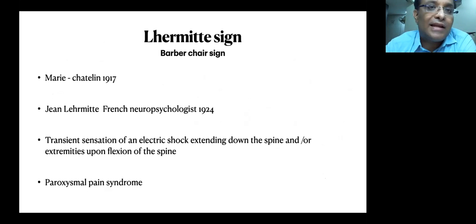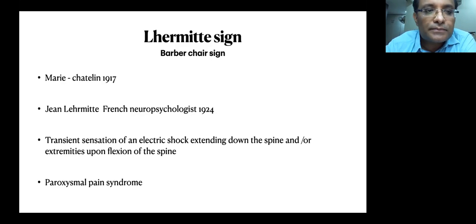So now coming to the next sign, which is the Hermit sign, also called the Barber chair sign. It was first described by Marie Chatelain in 1917, but it was properly evaluated and named by a French neuropsychologist, Jean Hermit, in 1924. And as we know, the definition of Hermit sign is a transient electric shock-like sensation extending down the spine or extremities upon flexion of the spine. So this is a classical definition, and it's a paroxysmal pain syndrome.